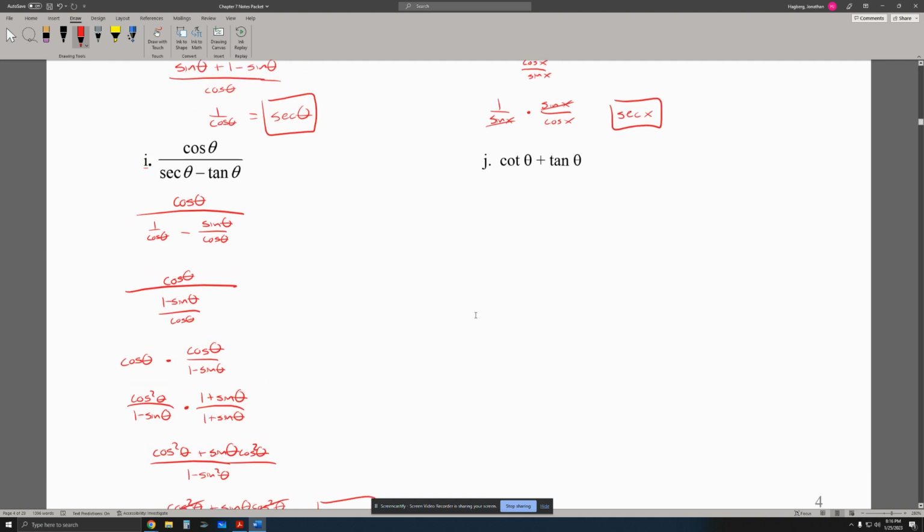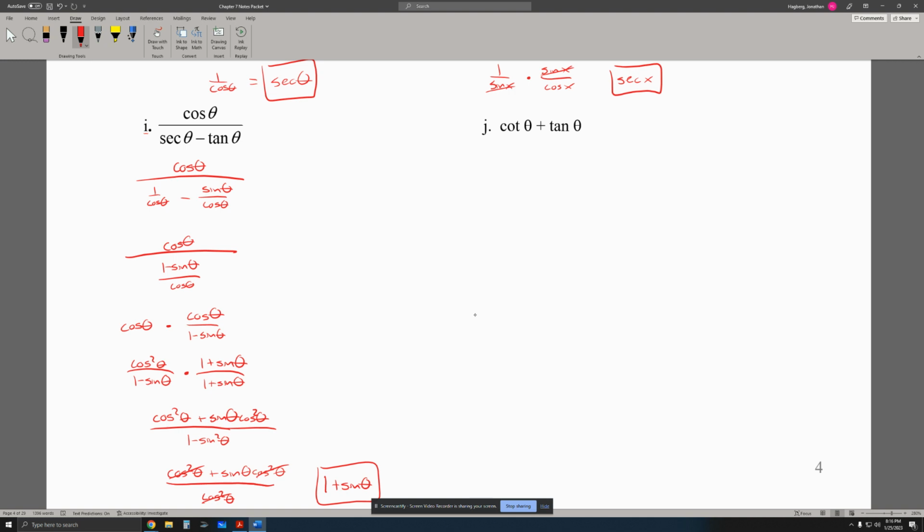And let's go ahead and do the last one. So we have cotangent plus tangent. I'm going to rewrite this in terms of sine and cosine. So we have cosine theta over sine theta plus sine theta over cosine theta. Common denominator. We have to multiply the left-hand side by the cosine over cosine. So we get cosine squared. The right-hand side we have to multiply by sine over sine. So we get sine squared. And this is over common denominator, sine theta cosine theta. Well, we got our Pythagorean identity. So cosine squared plus sine squared is equal to 1 over sine cosine. And this is equal to the cosecant secant.